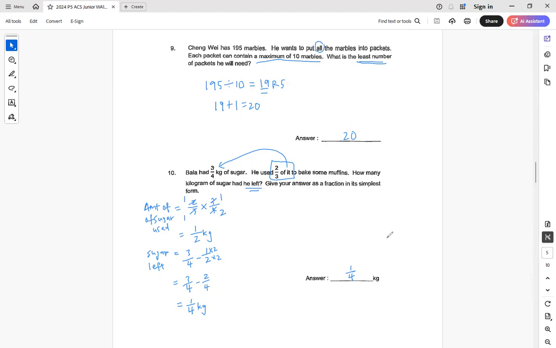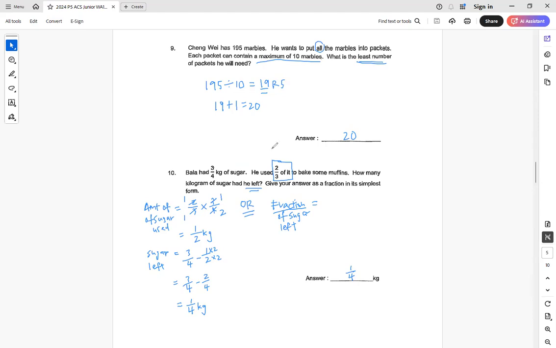So just like I mentioned, I'll use 2 ways to solve it. So my second method, let me just write it down here. Let me just erase some of this first. So just now they say that Bala used 2/3 of it to make some muffins, right? So since the question is asking how much left, let me find the fraction of sugar left. Take note, this one is fraction of sugar, not the amount of sugar.